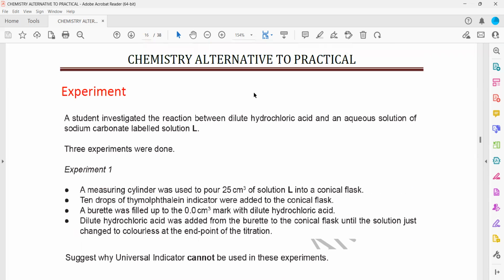Then another experiment is there. A student investigated the reaction between a dilute hydrochloric acid and an aqueous solution of a sodium carbonate.